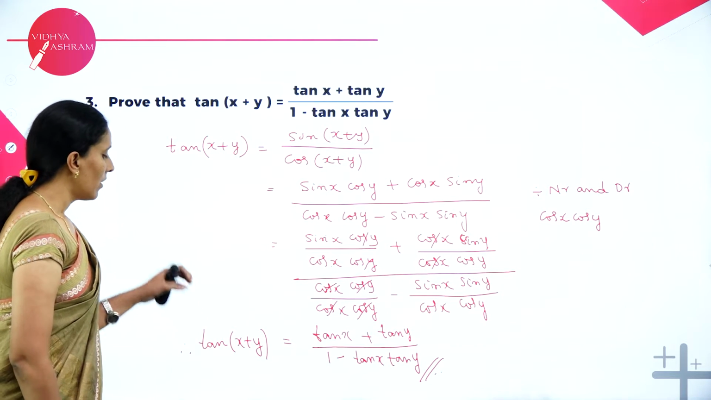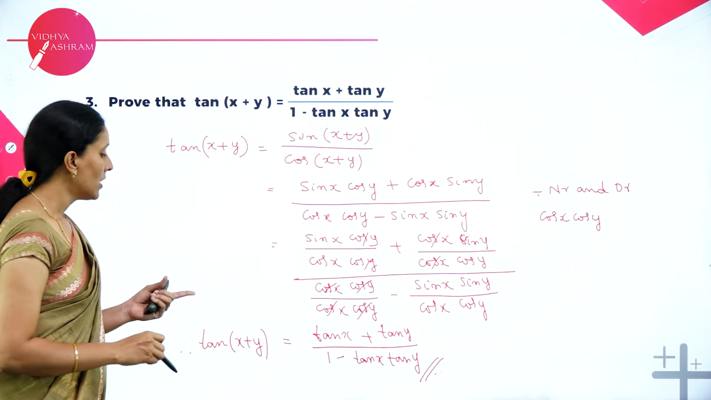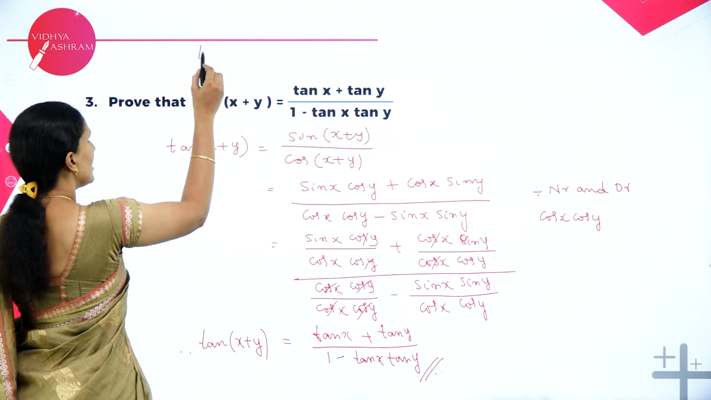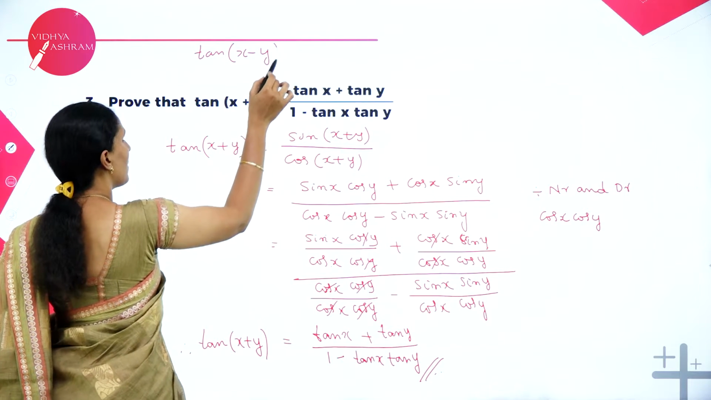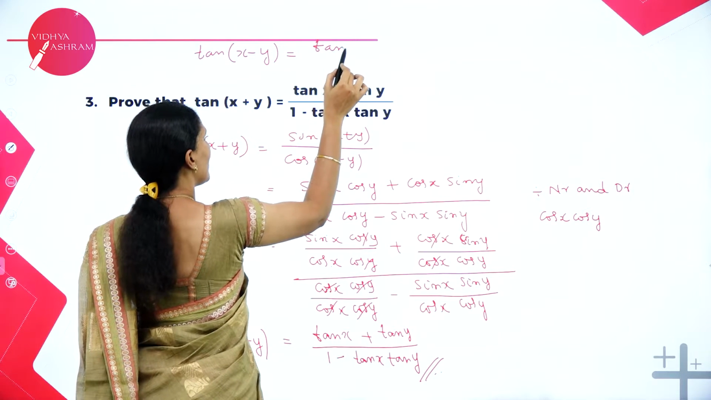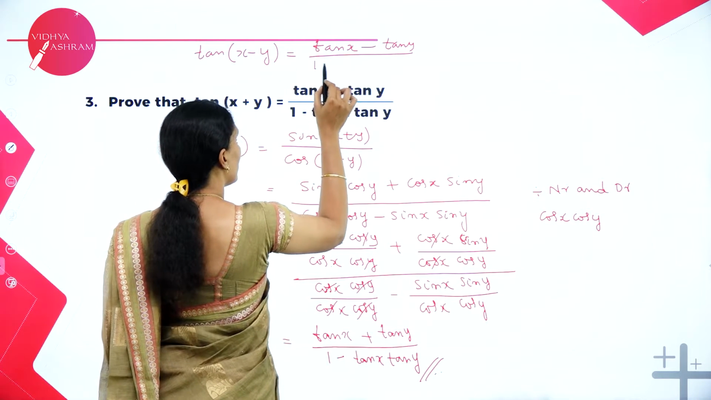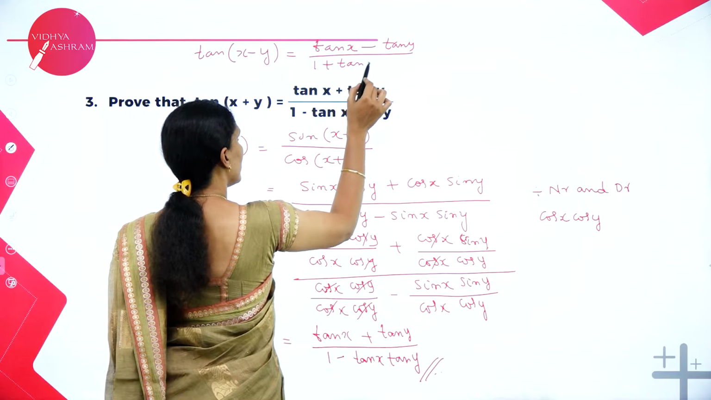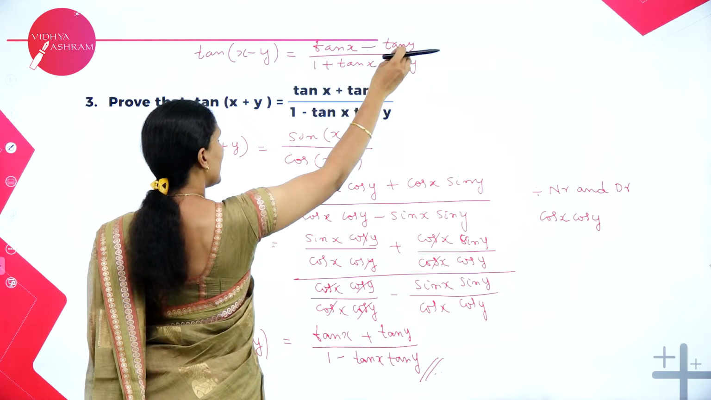The same function can be expressed for the difference, x minus y. So here you can just replace y by minus y, then you will get tan(x minus y) as (tan x minus tan y) whole divided by (1 plus tan x tan y), because tan of negative y is minus tan y.